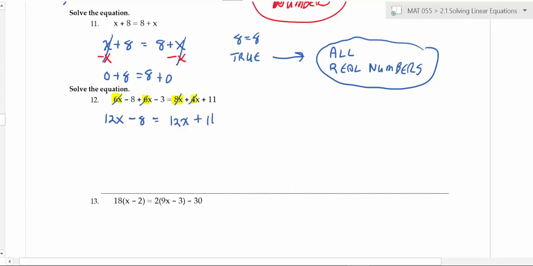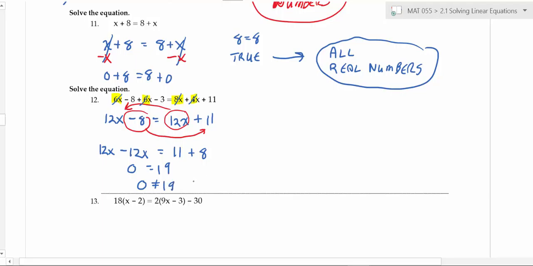Okay? So if you wanted to rearrange, I want to try to do this in different ways. Let's say that I want to move all of my x's to the left, and I want to move all my constants to the other side. So what I end up having is 12x, that stays. If you move this, you're subtracting from both sides. The 11 stays. If you move the negative 8 to the other side, you're adding 8 to both sides, so it's plus 8. So you'd end up with 0 equals 19. Okay, well that's a false statement. So since it's false, the answer is no solution.